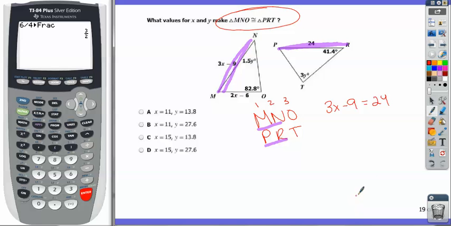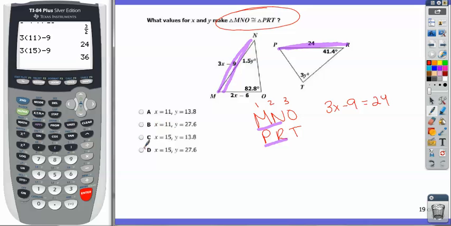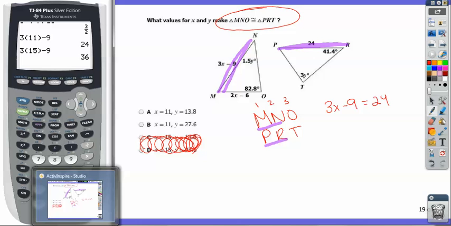Now let's say I don't want to solve that equation because I just want to get it done. 3 times 11 minus 9 is 24. Let's try 15. 3 times 15 minus 9 is 36. So I know that these two are trash. I've just narrowed it down, so I'm doing pretty well.